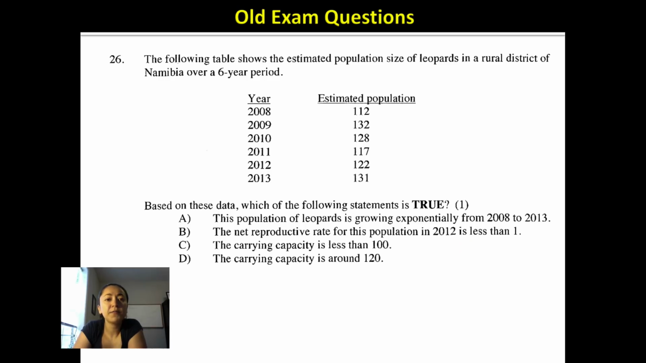The next problem says the following table shows the estimated population size of leopards in a rural district of Namibia over a 6-year period. Based on these data, which of the following statements is true? So pause the video, read through the choices, and see if you can answer the question. The correct answer is D. The carrying capacity is around 120. Notice that the population here is fluctuating. It's going up and down. So that means it probably has already reached its carrying capacity. It's just fluctuating around that. It's already plateaued. And if you were to estimate the average of these numbers here, our carrying capacity would be about 120.